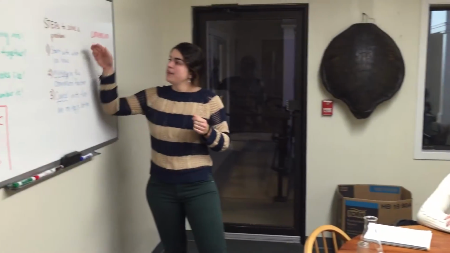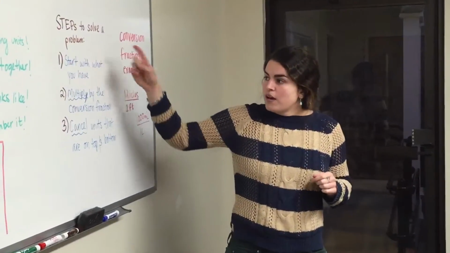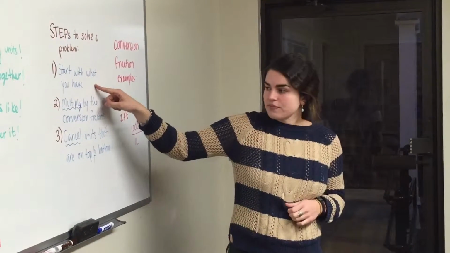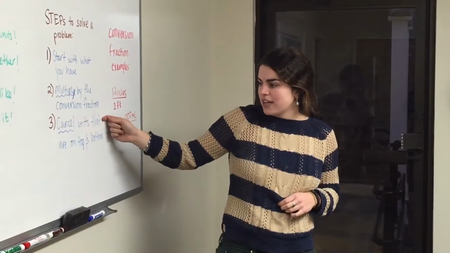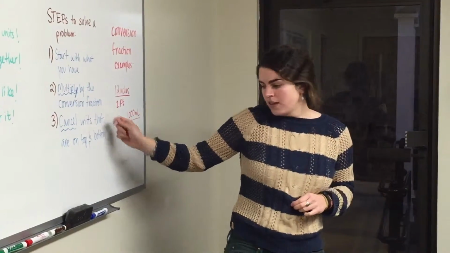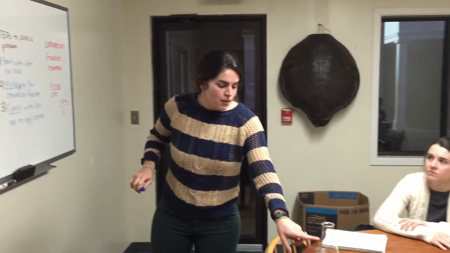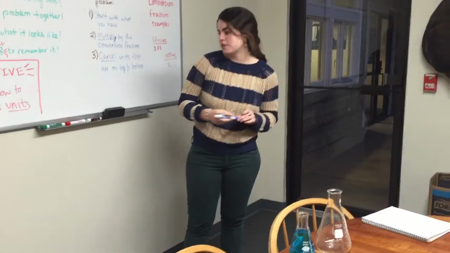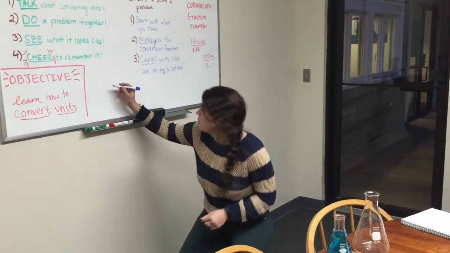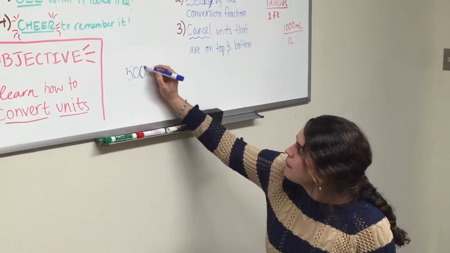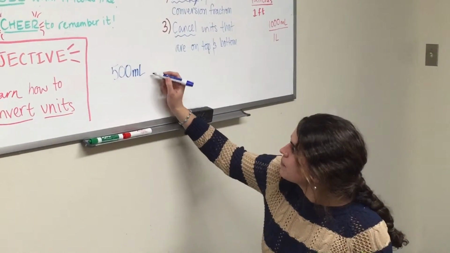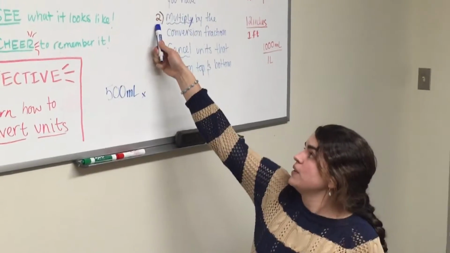So here are the steps to solving a problem. Number 1, start with what you have. Number 2, multiply by the conversion fraction. And number 3, cancel the units that are on top and bottom. So in this example right here, we have 500 milliliters, and I want to see how many liters 500 milliliters is. So number 1, I start with what I have, right? And that is 500 milliliters. And what's step number 2, Molly? Multiply by the conversion fraction.